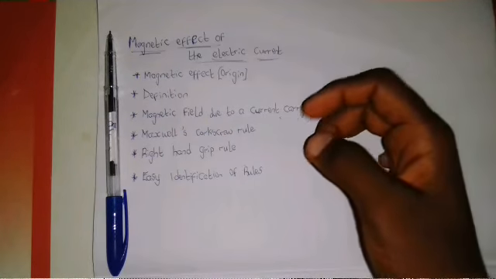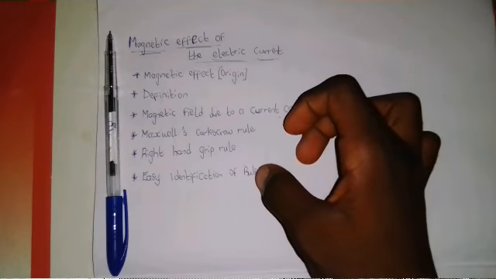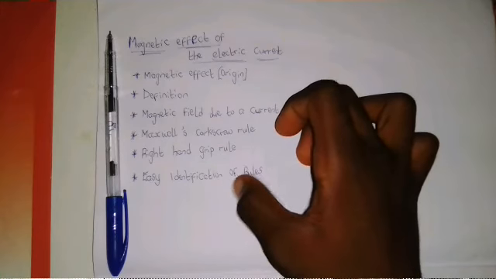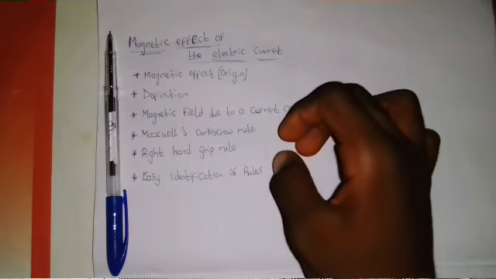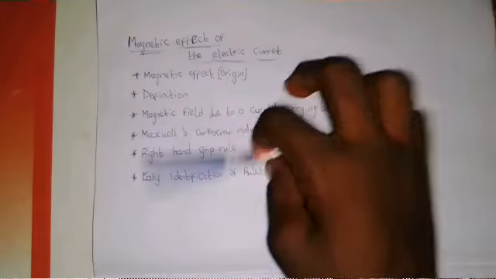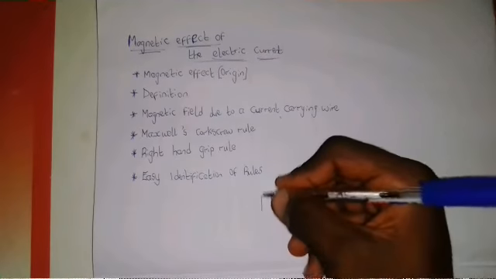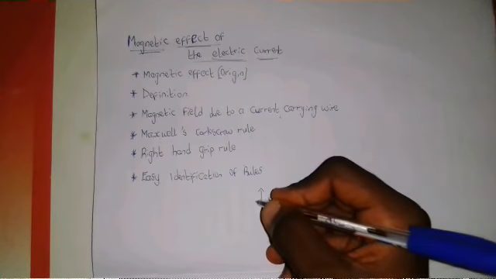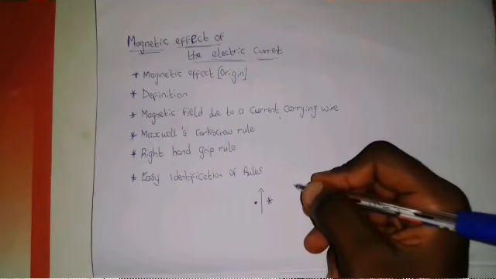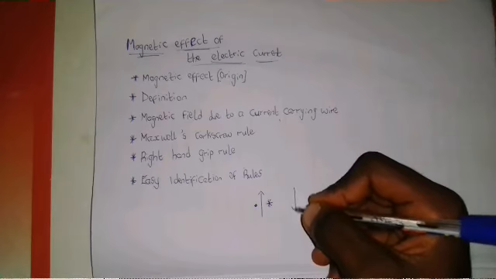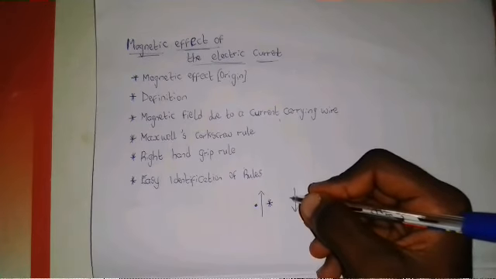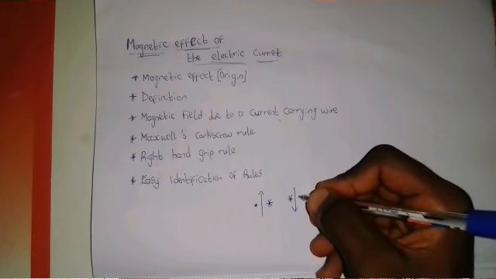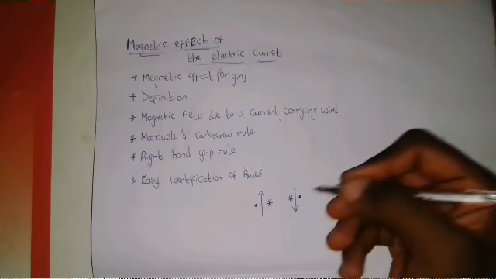And because it was a long one, I simplified it for easy identification of the rules, where I showed you that when the current is moving up, this will be your entry, and this will be your exit. But when the current is moving down, this will be your exit, your entry rather, and this will be the exit of the magnetic field.